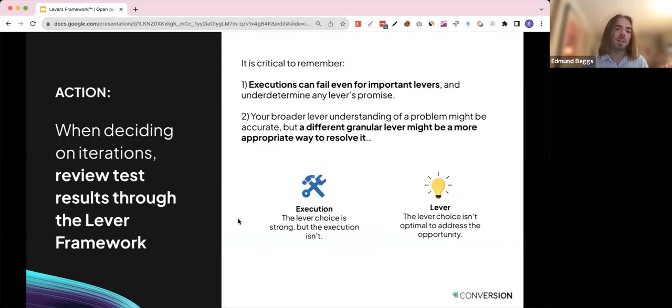So just a reminder there, and a key action when you're deciding on iterations: you want to review your test results through the lens of the levers framework, remembering that executions can fail even for important levers, and that just because you might want to retire, say, a particular sub-lever, it doesn't mean that the broader construal of the problem isn't sound, and that experiments belonging to that higher order category may not be valuable through a different approach.